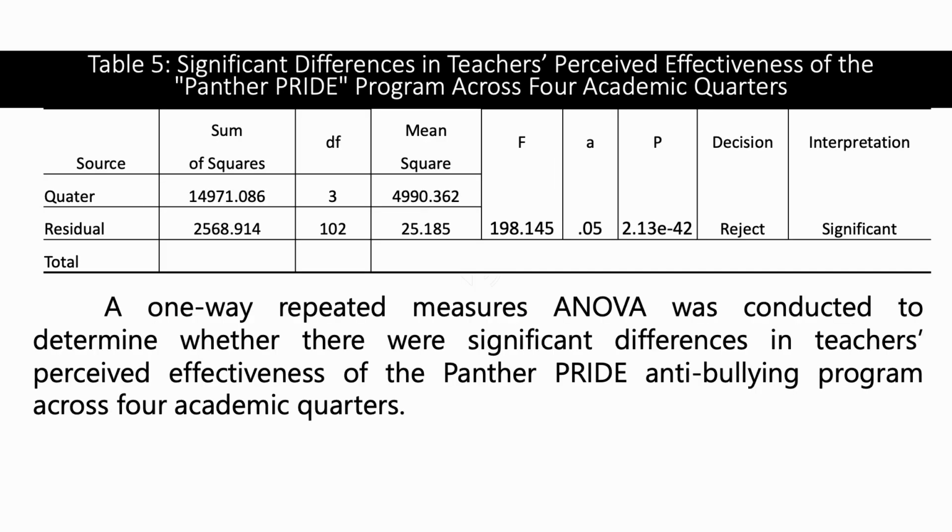Table 5 presents the significant differences in teachers' perceived effectiveness of the Panther Pride program across 4 academic quarters. A one-way repeated measures ANOVA was conducted to determine whether there were statistically significant differences in teachers' perceptions of the effectiveness of the Panther Pride anti-bullying program across the 4 quarters.